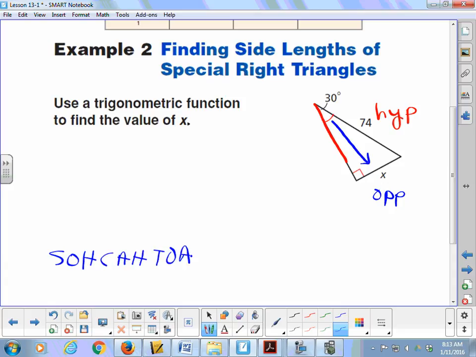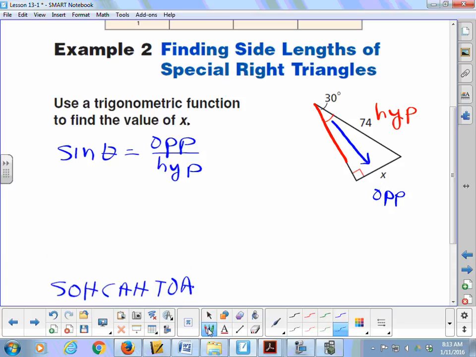All right. So which one of those three involves the opposite and the hypotenuse? Okay, let's see. O and H. We have OH here, AH, OA. So that would be sine. So sine of theta equals the opposite over the hypotenuse. Well, theta is the angle I know, which in this case is 30. So we say the sine of 30 equals the opposite, which is x, over the hypotenuse, which is 74.